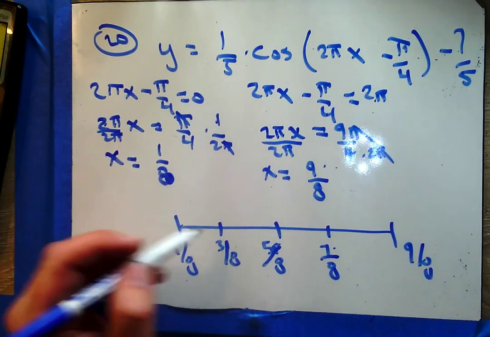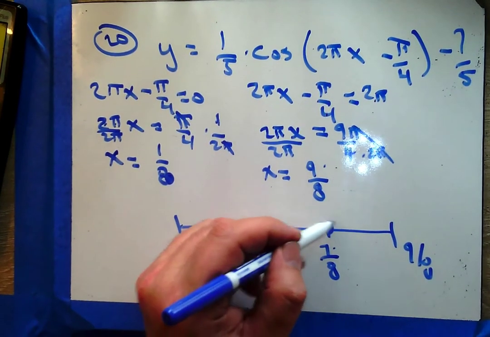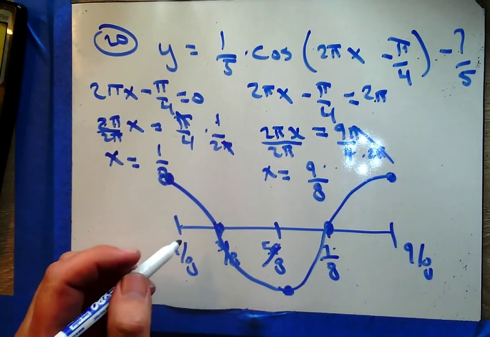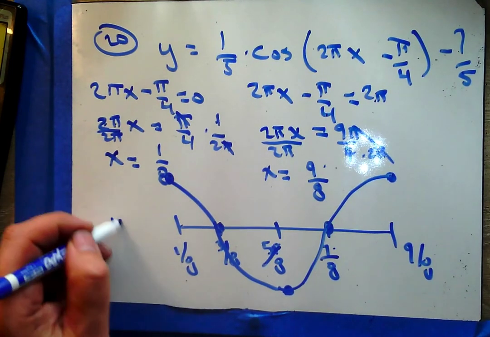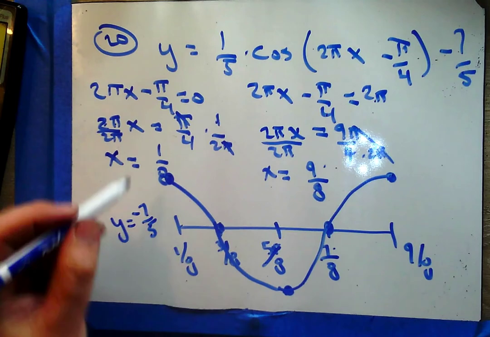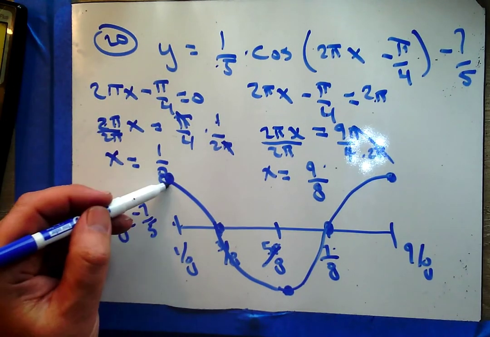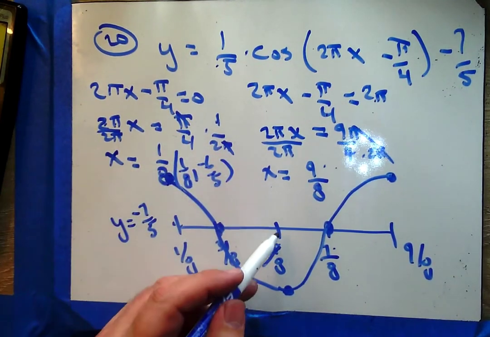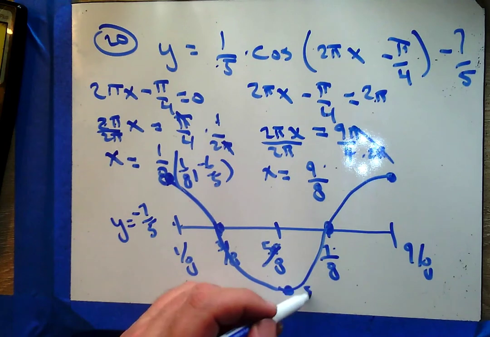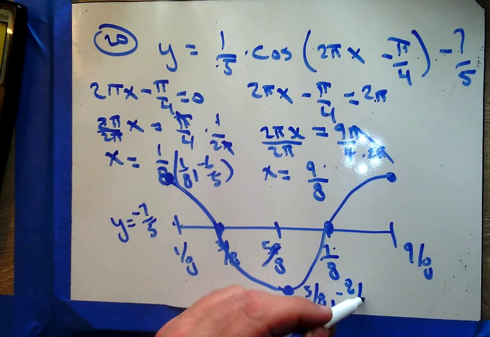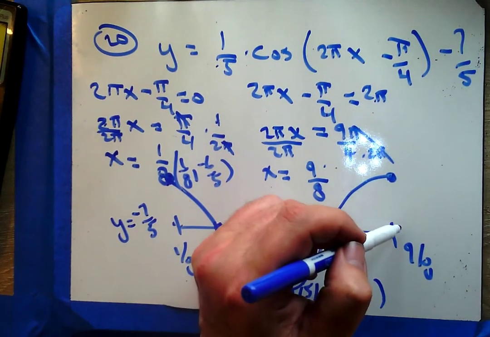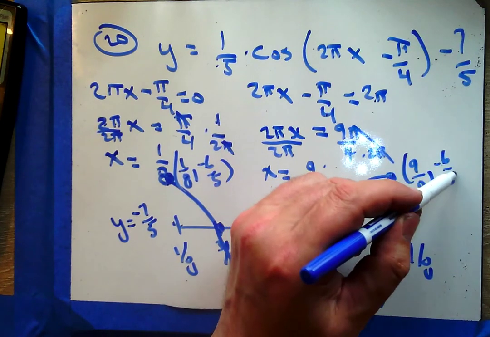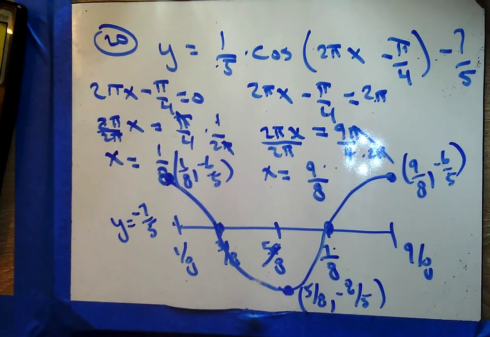And this is a positive cosine. We know positive cosine starts high, goes to its bottom, and then back up again. Don't forget to show me this concavity. Concavity is really important this year. We know that this is y equals -7/5. Our amplitude is 1/5, so I'm going to go up a fifth. This will be 1/8, -6/5. I'm going to go down a fifth. This is going to be 5/8, -8/5. And I'm going to go up a fifth, and so I get 9/8, -6/5. And there's my cosine graph.